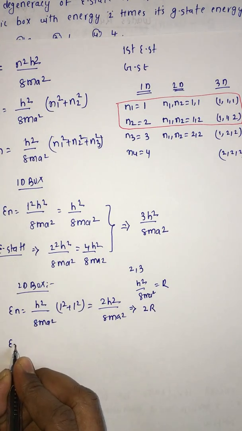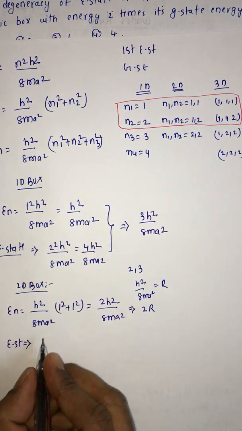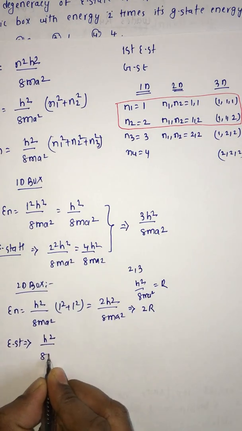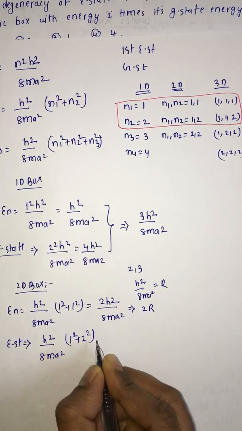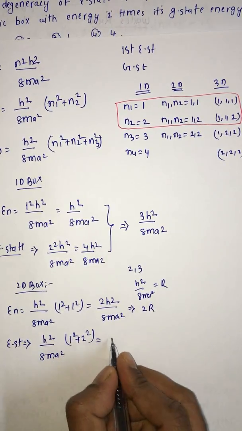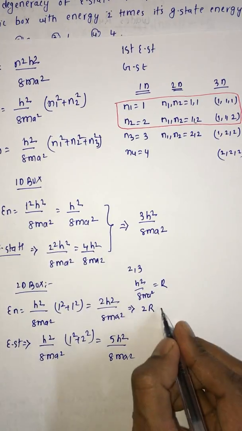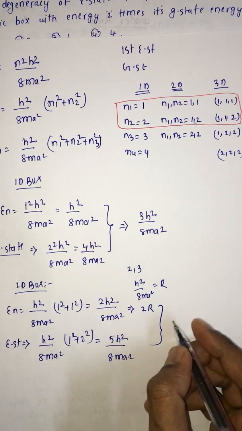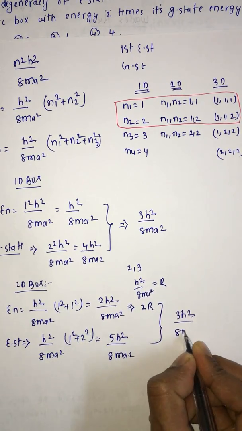And for the excited state, here we have 1 and 2. h square by 8 ma square times 1 square plus 2 square. This comes out to be 4 plus 1, 5h square by 8 ma square. And the difference between the ground state and excited state will be 5 minus 2, 3h square by 8 ma square.